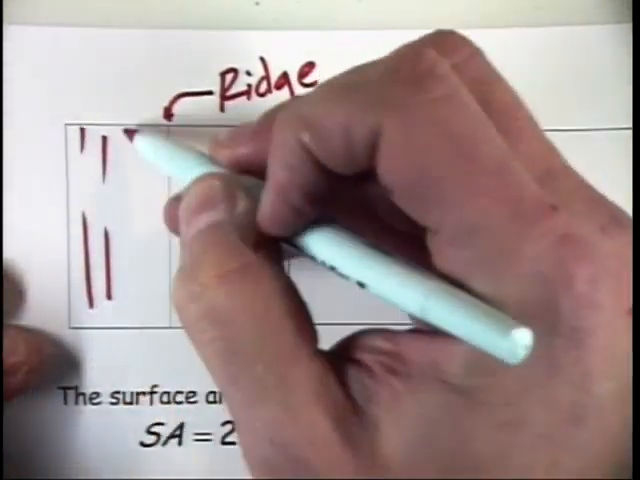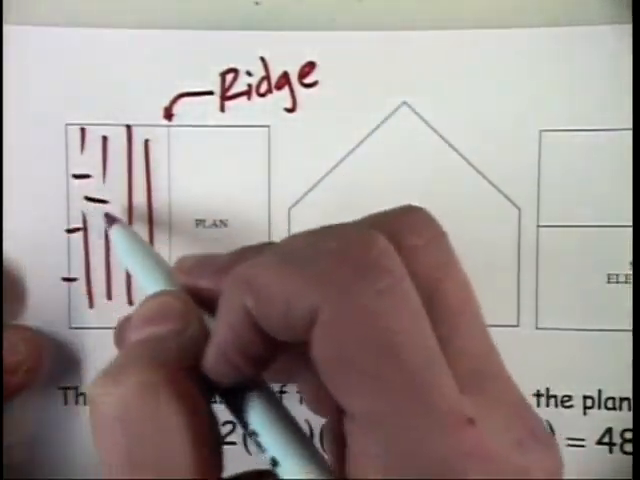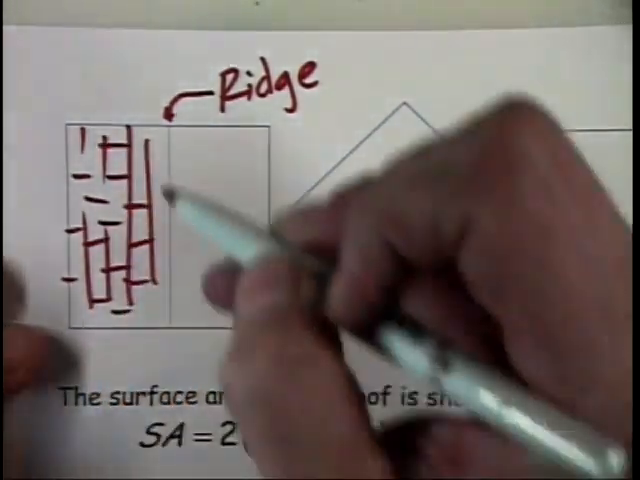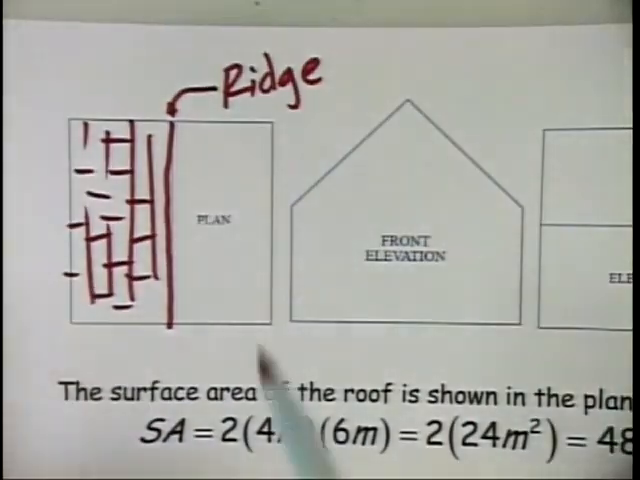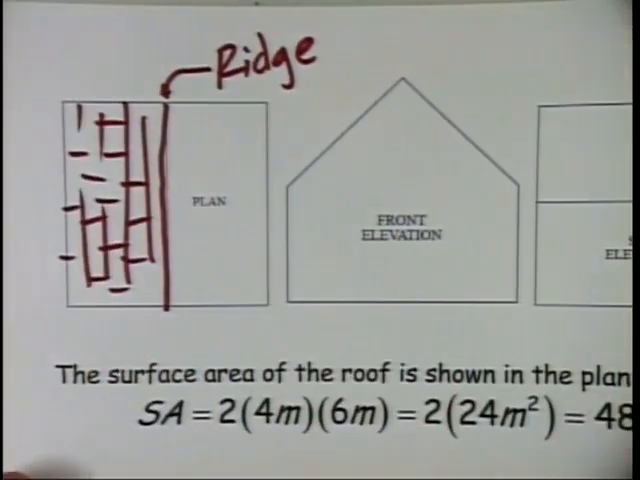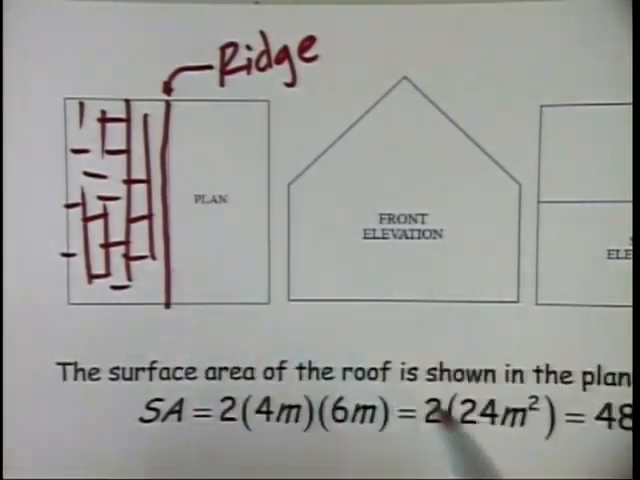So we're looking at shingles right here. These would be the shingles that we're staring at, assuming we did use shingles. And this line right here is the ridge. But notice from above, we've got a rectangle here and a rectangle here. That's the plan. It's the roof plan. We're looking down from above.